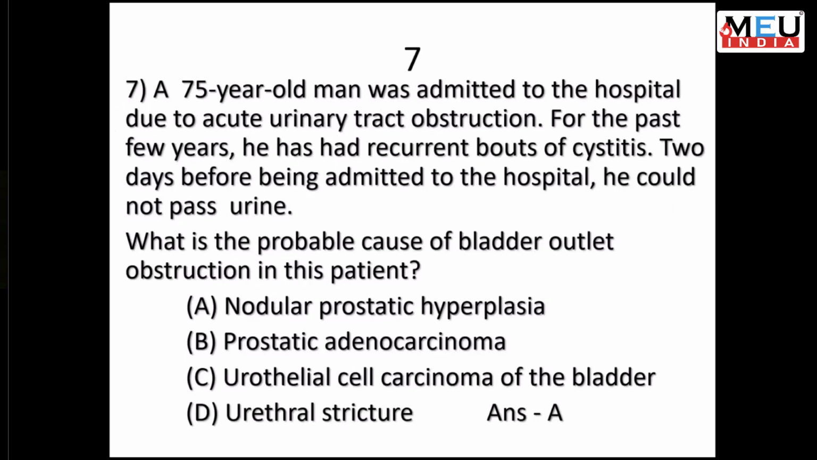Question number 7. A 75-year-old man was admitted to the hospital due to acute urinary tract obstruction. For the past, the picture I could not read. He has had recurrent bouts of cystitis. A day before he was admitted to the hospital, he could not pass urine. So what is the probable cause of bladder outlet obstruction in this patient? The ABCD options are given here. For this age group with recurrent bouts of cystitis and obstruction, we can put it as nodular prostatic hyperplasia. That could be the answer.